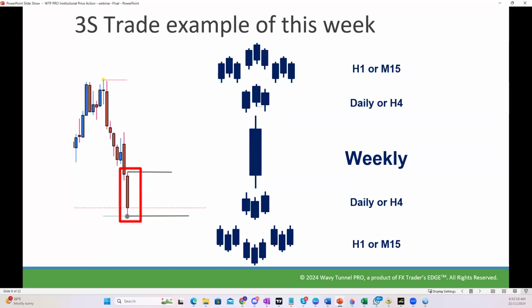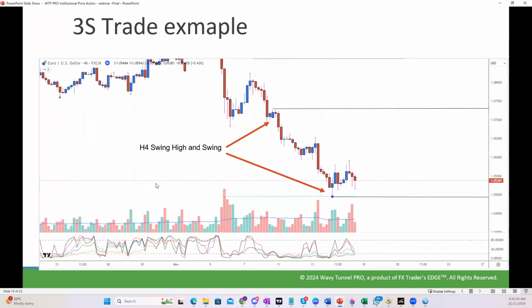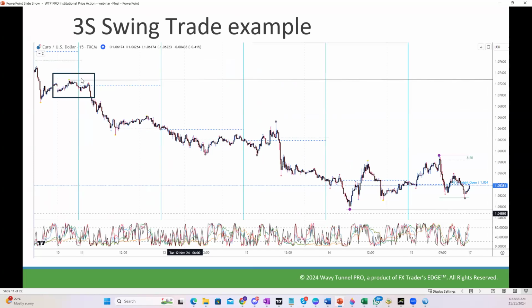So you can catch a high of the week or a low of the week quite easily just by using this pattern. And this pattern is nothing much. It's not rocket science. It's very simple. What you see here is a head and shoulders pattern, right? And if you're looking from the Wavy Tunnel or the Elliott wave point of view, this is your wave 3, your wave 5, your wave B. So 3, 5, B. It's exactly the same thing.